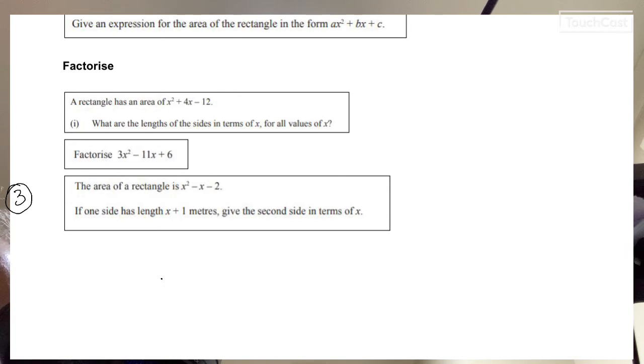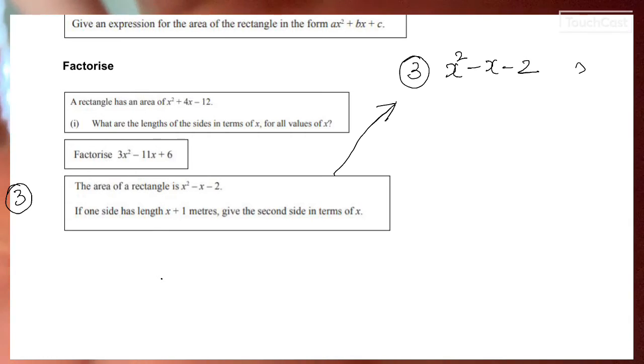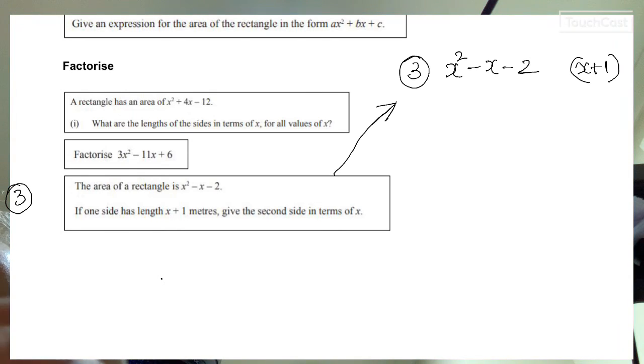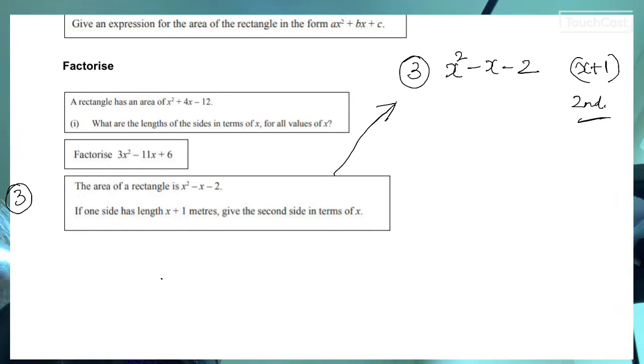So I'm going to solve question 3. The area of a rectangle is x squared minus x minus 2. If one side of the rectangle has length x plus 1 meters, give the second one, right?